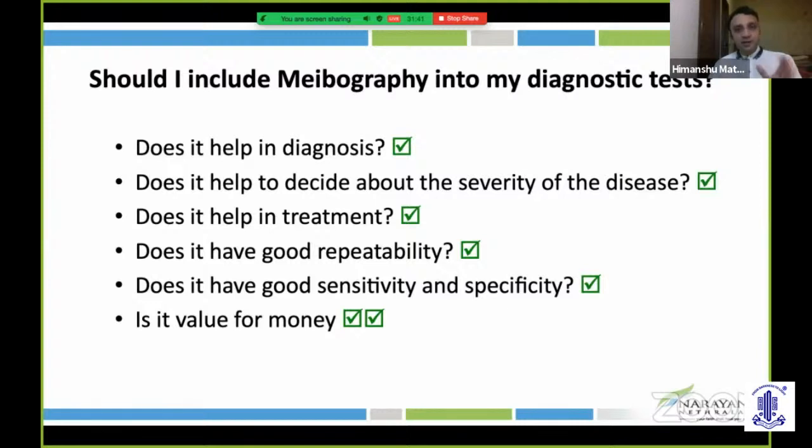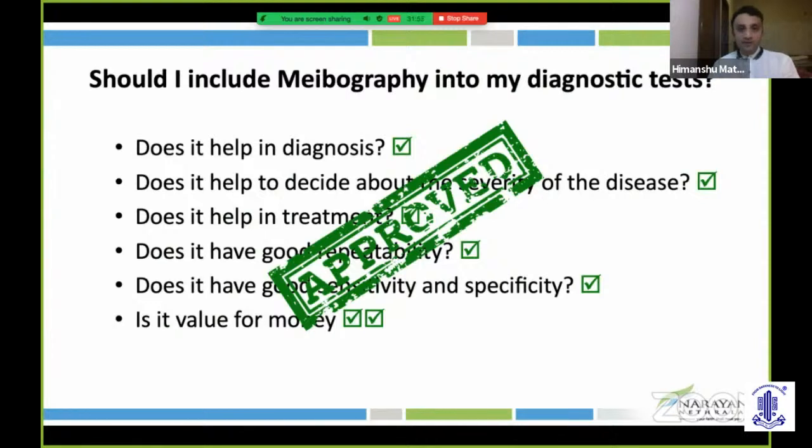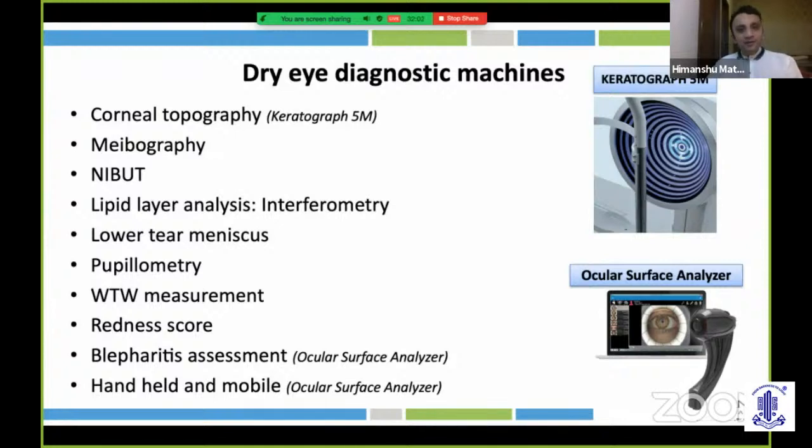However, if we look at the same questionnaire again, it actually ticks all the boxes. It helps us in diagnosis, it helps us in severity of disease, it's repeatable, it has very good sensitivity, specificity, and certainly value for money. I would certainly say that meibography is a must in our country when we are treating dry eye. There are certain comprehensive dry eye diagnostic devices, like Keratograph 5M. Another is the Ocular Surface Analyzer, and there are a few others in the market, and they can work beautifully well in the clinics.